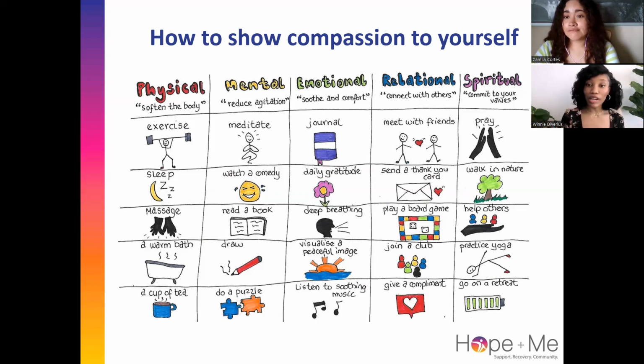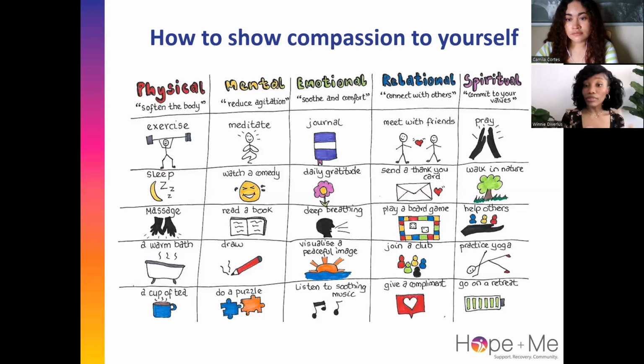Great ways of connecting with others. And spiritually, how do we commit or recommit to our values? Some people pray, some people practice yoga, others walk in nature. These are great ways, again, to start off your day or to cap off your day as well.